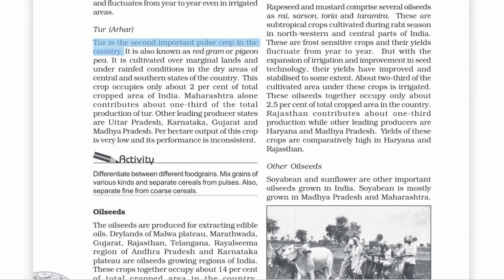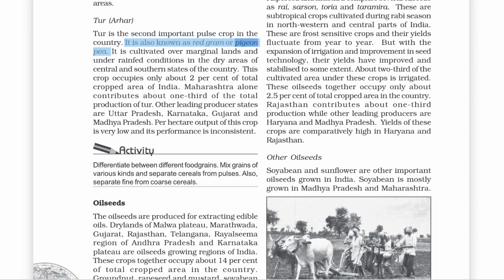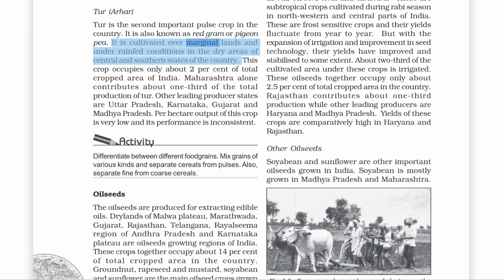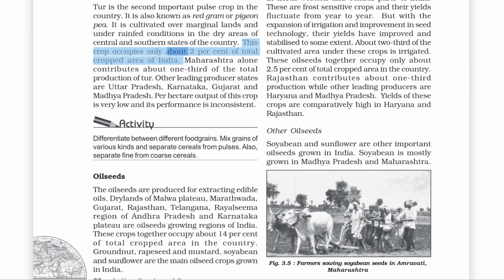Tur (arhar). Tur is the second important pulse crop in the country. It is also known as red gram or pigeon pea. It is cultivated over marginal lands and under rain-fed conditions in the dry areas of central and southern states of the country. This crop occupies only about 2% of total cropped area of India.